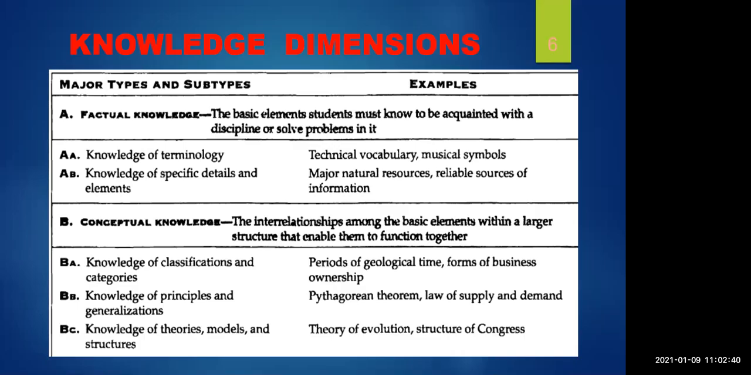Then come knowledge of theories, models, and structures, which we study in the subject. What is the theory of evolution? What is the theory of the learning process? There are different learning processes, and there are teaching-learning models. Different models have been developed by different researchers, and we study those here. This is what we call conceptual knowledge.